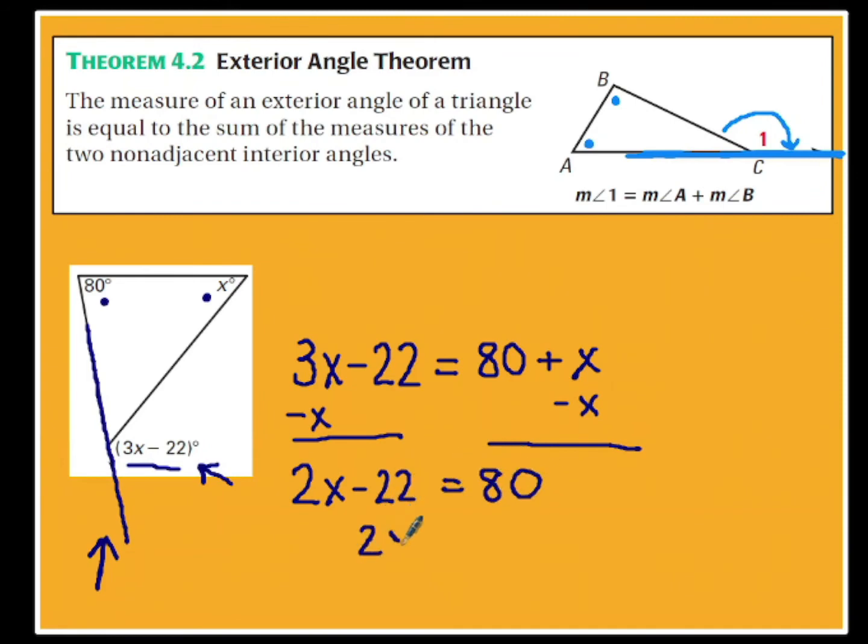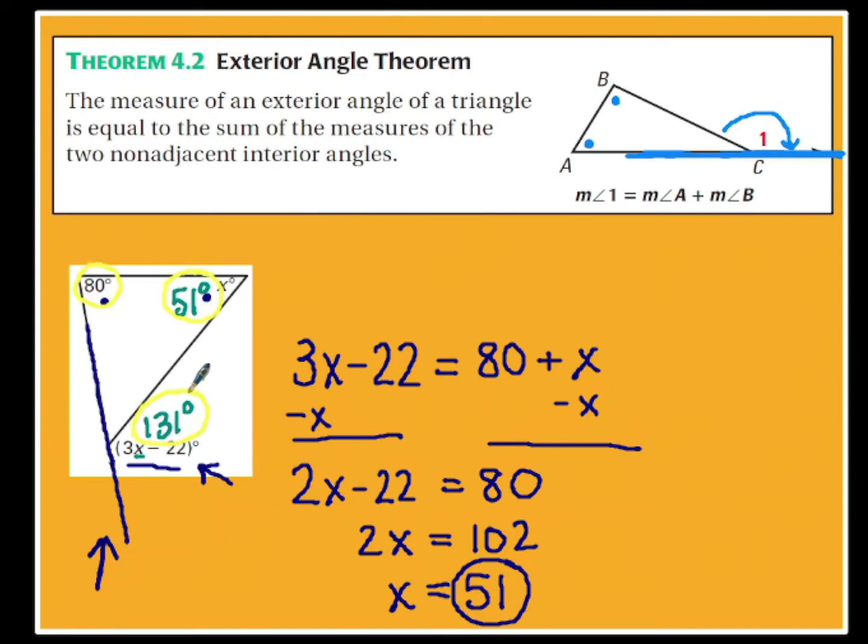Add 22 to both sides and divide by 2. If I plug that back into the picture, that makes this one a 51-degree angle, which seems believable. And then 3 times 51 minus 22 is 131. That does make sense because then the 80 plus the 51 equals that exterior angle.